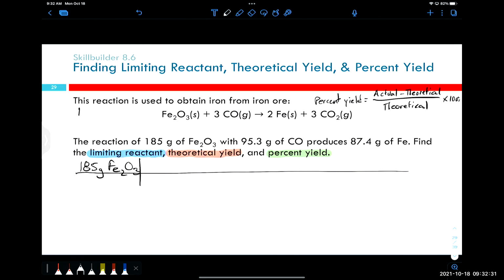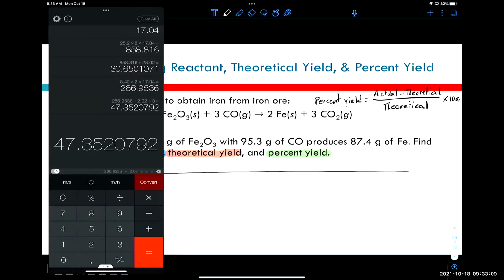Okay, so iron, the periodic table, and we're going to need oxygen. We're also going to need carbon. For iron oxide, we just need iron and oxygen. Iron is 55.85 grams per mole iron. Oxygen, 16.00 grams per mole of oxygen. And carbon is 12.01 grams per mole carbon.